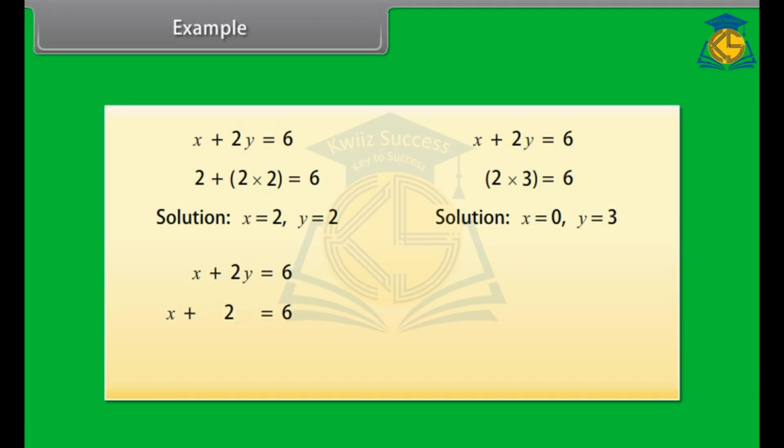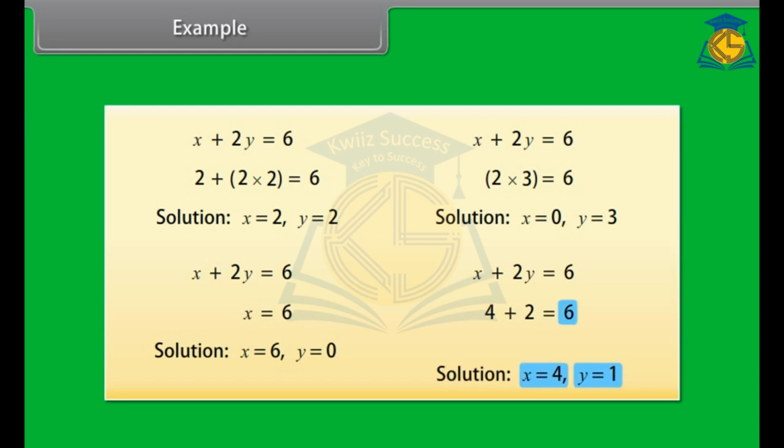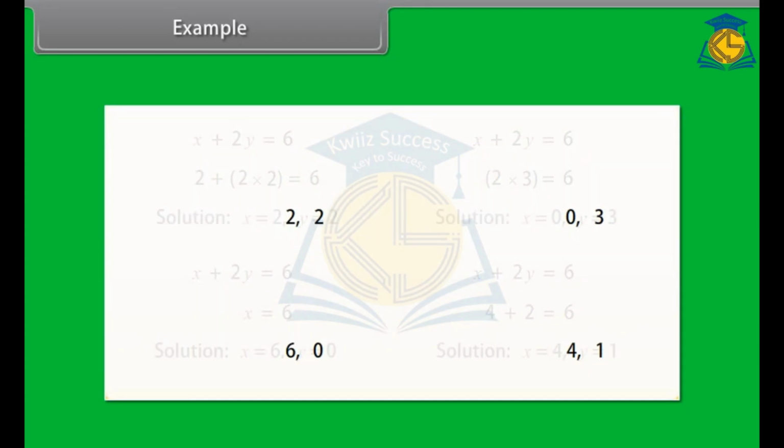Similarly, taking y as 0, the given equation reduces to x as 6. So, x is equal to 6, y is equal to 0 is also a solution of this equation. And for the fourth solution, let us take y as 1. The given equation now reduces to x plus 2 is equal to 6, and by substituting x as 4, we get the answer 6. Therefore, (4, 1) is also a solution of the given equation. So, the 4 solutions we get for the given equation are (2, 2), (0, 3), (6, 0), and (4, 1).